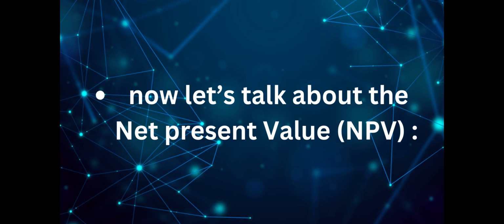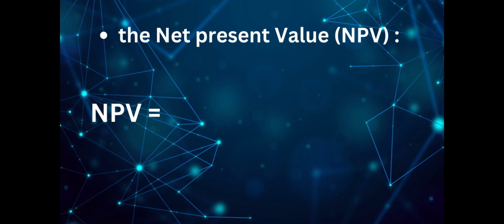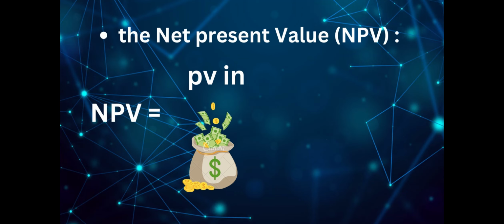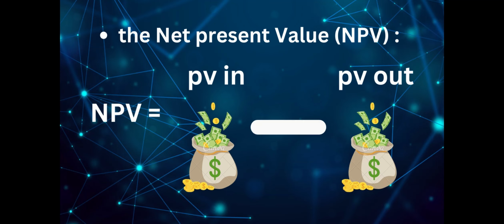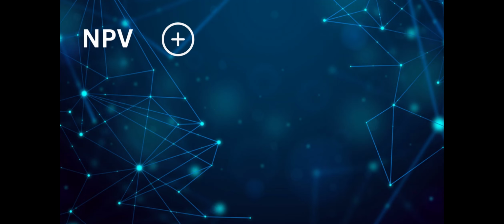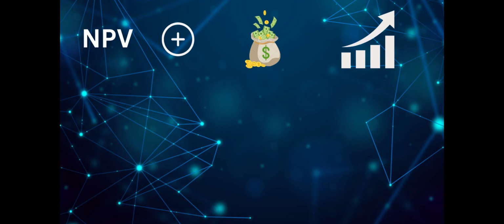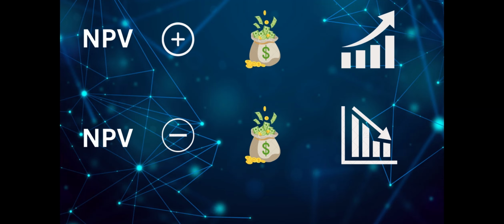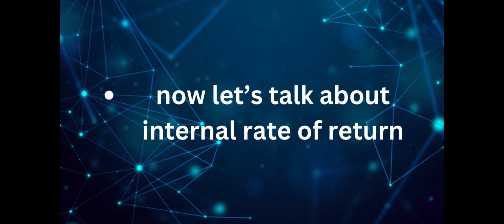Now let's talk about the net present value, NPV. It is the difference between the present value of all future cash inflows and the present value of all future cash outflows. A positive NPV indicates that the investment is likely to be profitable, while a negative NPV indicates that the investment is likely to be unprofitable.